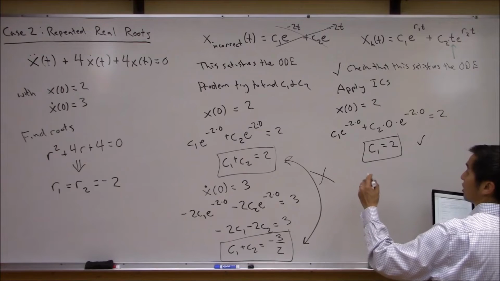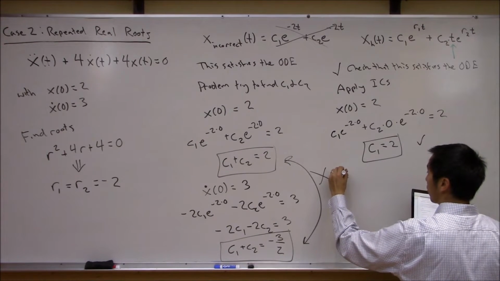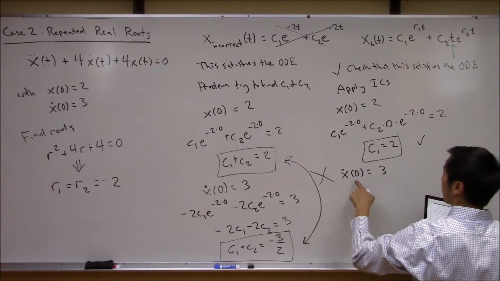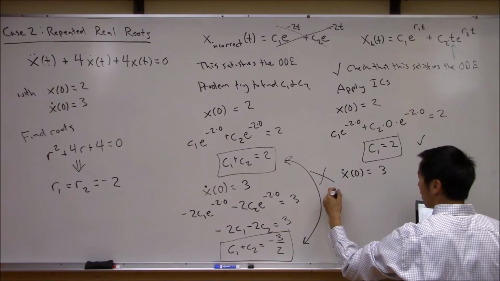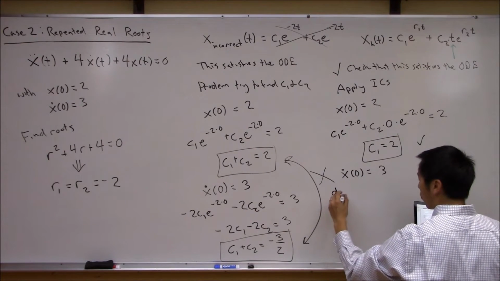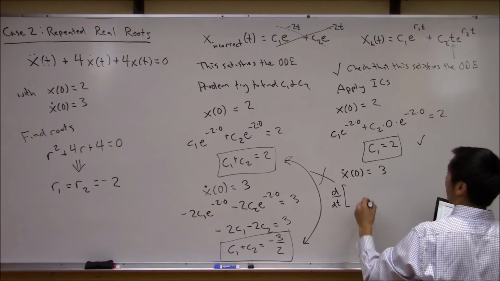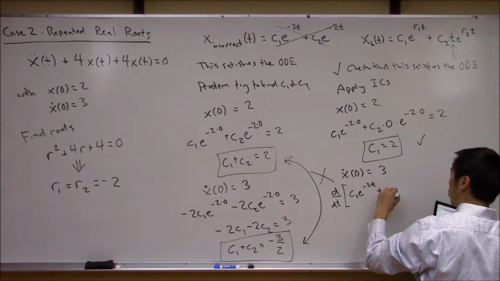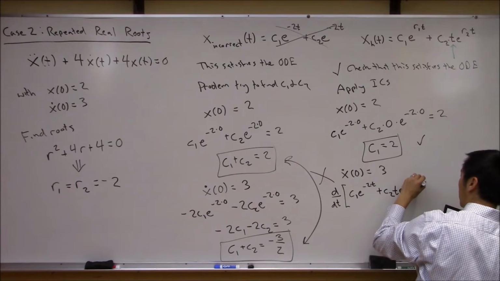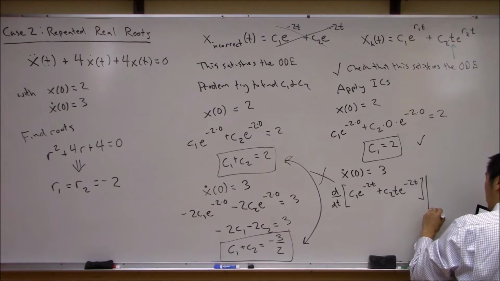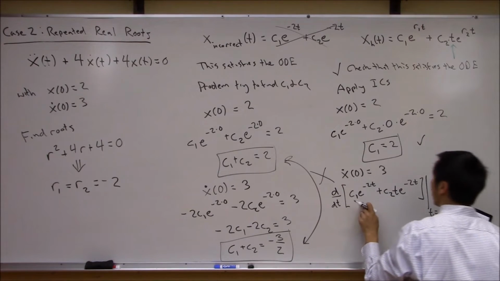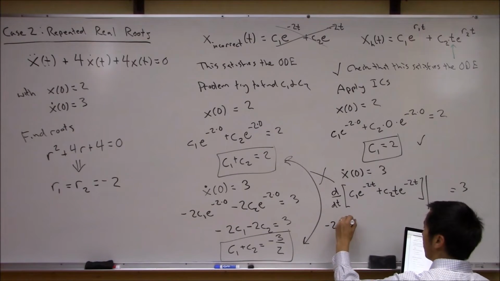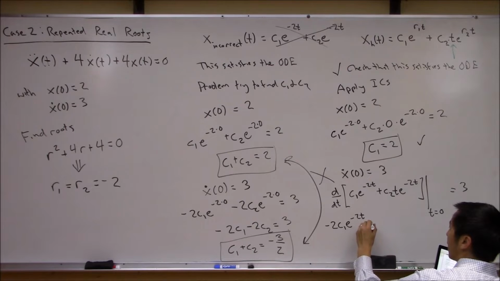Now let's apply the second initial condition, which is x dot at time 0 has got to equal 3. So I have to take the derivative of this expression with respect to time. Let's do this one slowly, because this is where we introduce a slightly interesting twist. I'll take the derivative of c1 e to the negative 2t plus c2 t e to the negative 2t, and evaluate it at time 0. The first term is easy: negative 2c1 e to the minus 2t. Plus, I have to take the derivative of the second term.